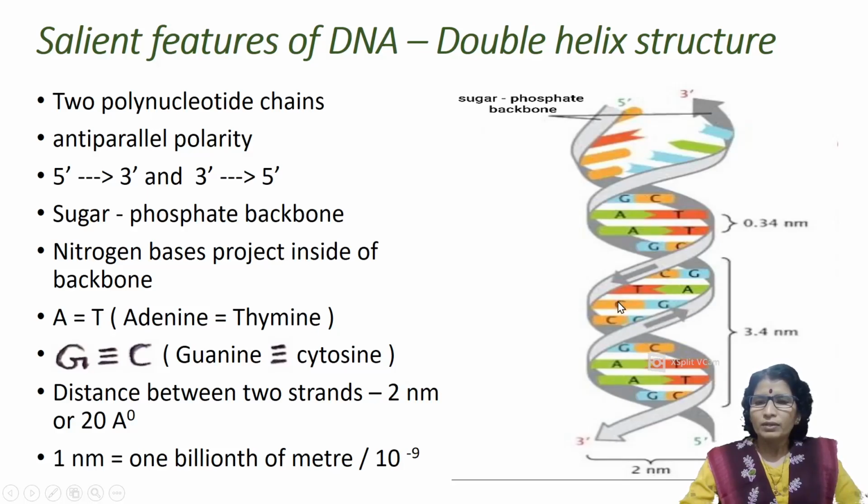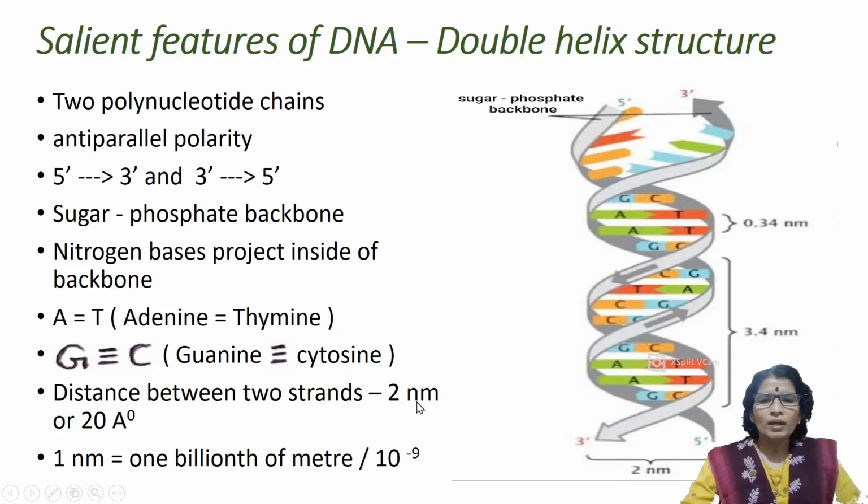If cytosine is present on this strand, then automatically guanine is present on the other side. If T is here, then A is present opposite. In this way, it continues. And the distance between the two strands is 2 nanometers or 20 angstroms. Between these two strands, the distance is 2 nanometers or 20 angstroms.